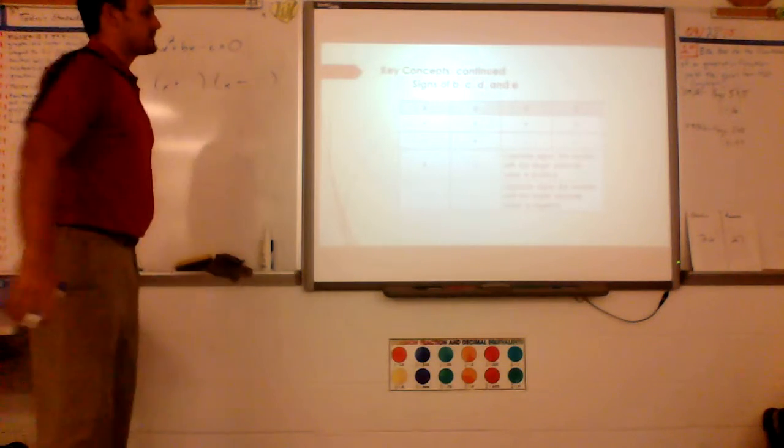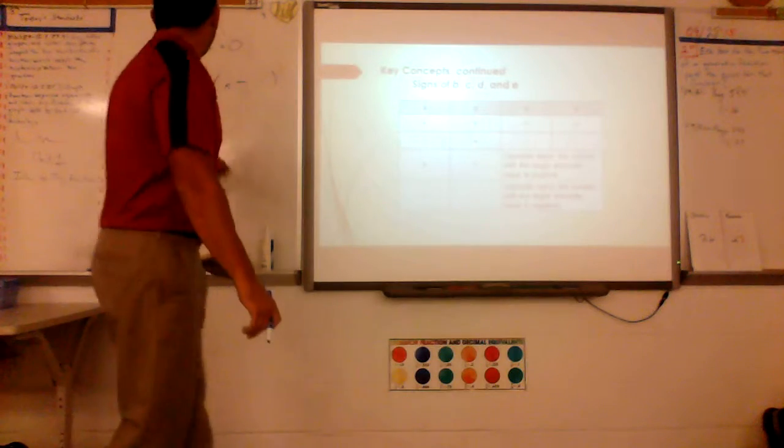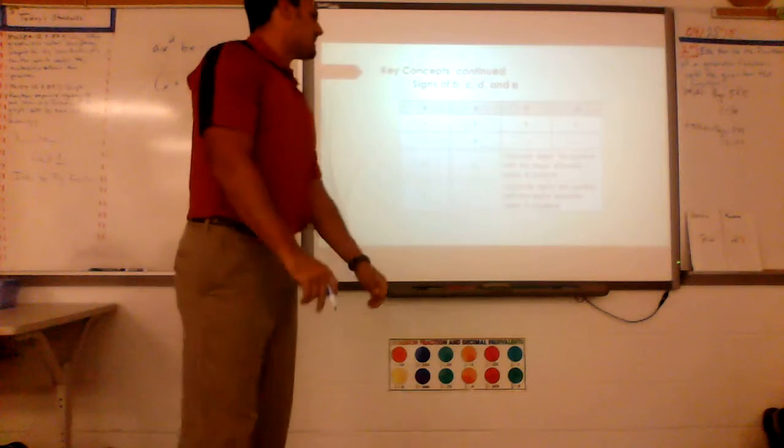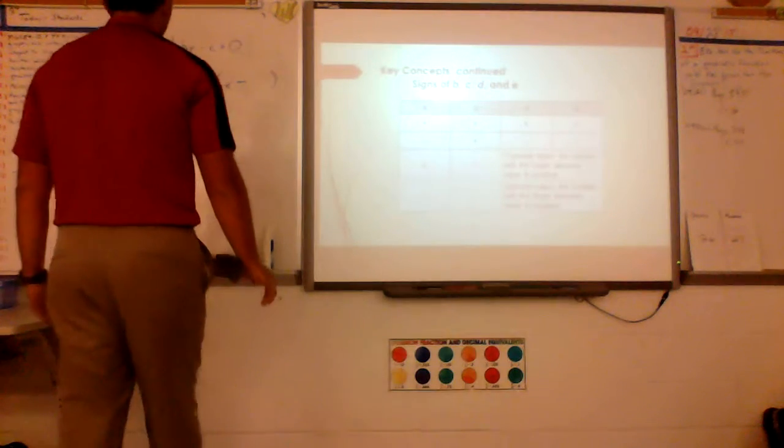Larger term would have to be positive, okay? Now, if they're both negative, okay, it says opposite signs. The number with the larger absolute value is negative.